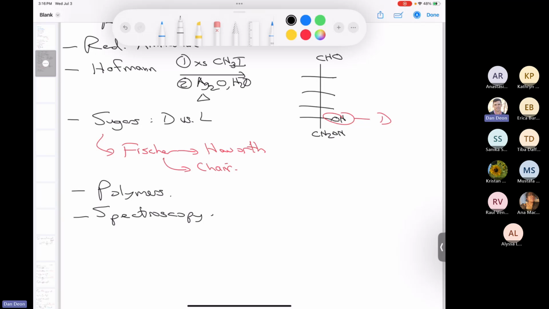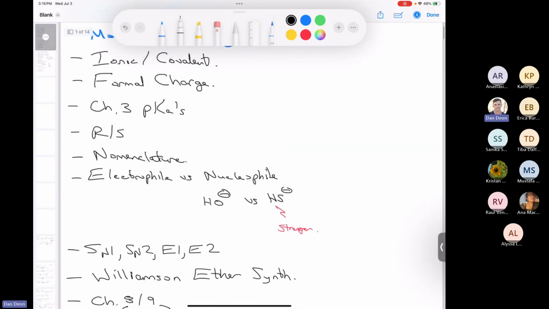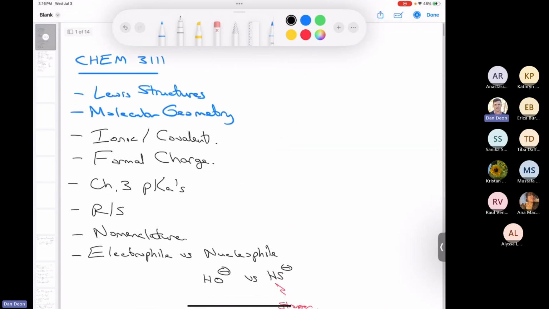All right. So those are some of the major concepts that you want to review. But again, this is not an exhaustive list for the exam, but these are some ideas of things that you might want to take a look at.